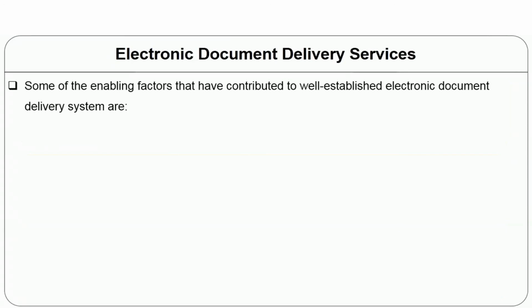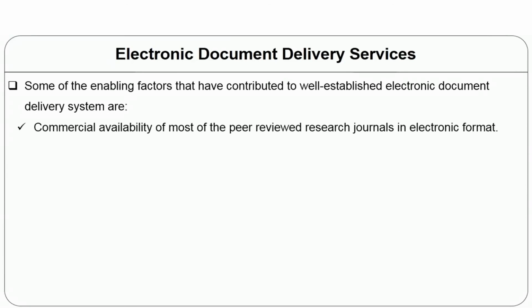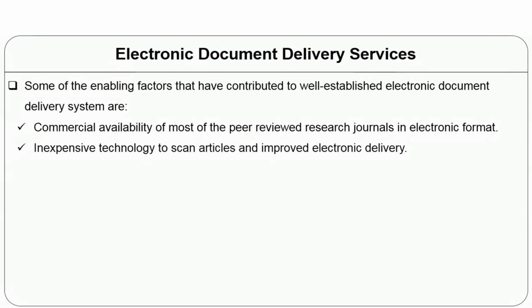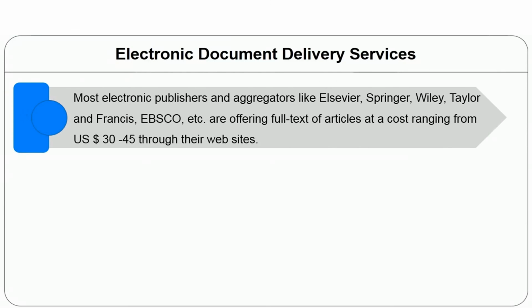Some of the enabling factors contributing are the well-established electronic infrastructure, commercial availability of most peer-reviewed journals, and inexpensive technology. Most electronic publishers and aggregators like Elsevier, Springer, Wiley, Taylor & Francis, EBSCO, are offering full text of articles at a cost ranging between 30 to 45 through their website. That means you can buy it.